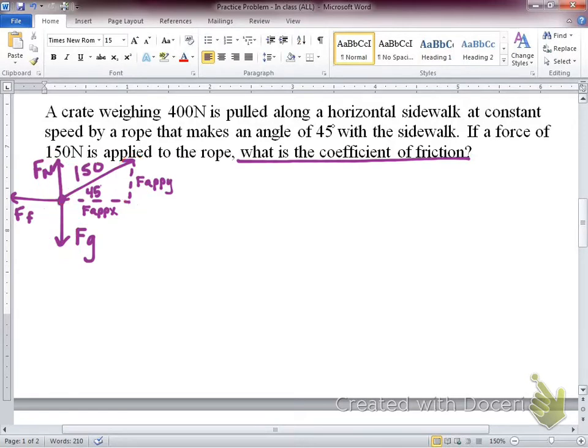It's taking some of that pressure off the normal force, which means they are not equal to each other. We have to be able to see that. So the first thing we need to do is break down this applied force into its components. So we need to find F applied x and F applied y.